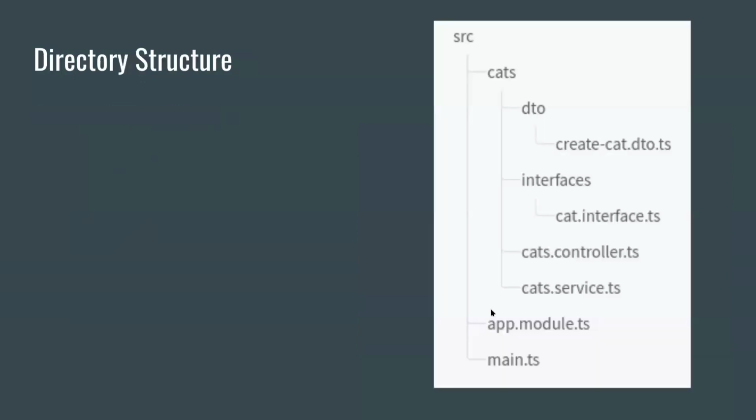Directory structure. So this is an example directory structure. So your project for cats should look like this. So there is a source directory, which contains a cats directory with DTO interfaces, cats controller, and cats service. And the root directory includes app.module.ts and main.ts. And this structure helps in organizing your application into manageable components.